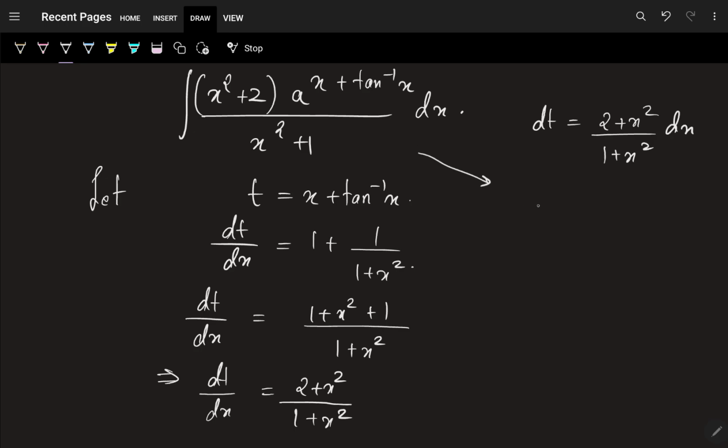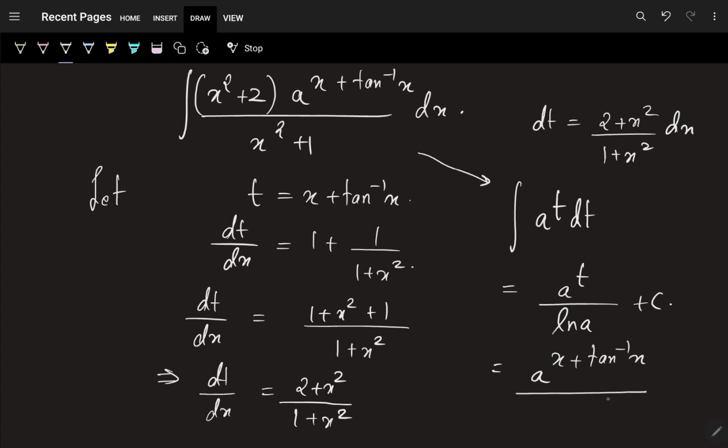So this integral becomes what? Integration a to the power t, and everything else is dt. Now integration a to the power t is a to the power t upon ln a plus c. What is t? t is x plus tan inverse x. So the answer is a to the power x plus tan inverse x upon ln a plus c.